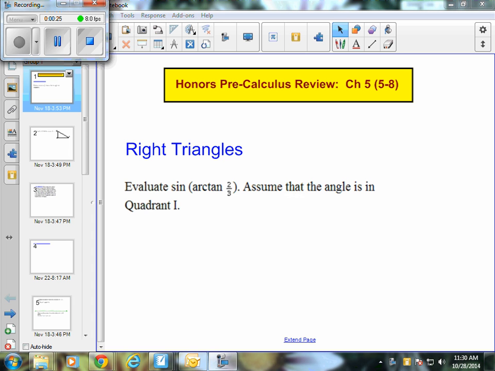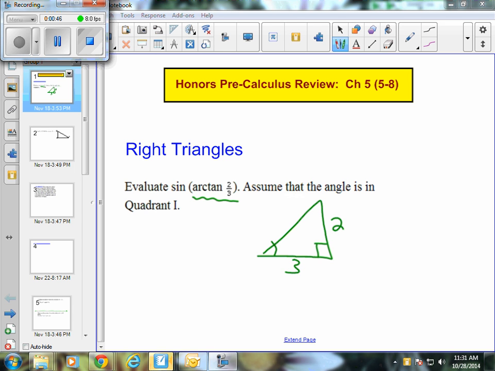So we're going to start with right triangles. Drawing those pictures is really helpful. So we start on the inside and work our way out. If they're telling us the inverse tangent is 2/3, I'm going to go ahead and draw a picture of that. That means that the tangent is 2/3. And remember, tangent is opposite over adjacent. So the opposite side would be 2, saying that's my angle, and the adjacent side would be 3. The first thing I'm going to do is figure out what that third side would be, my hypotenuse. I'll just call that r there.